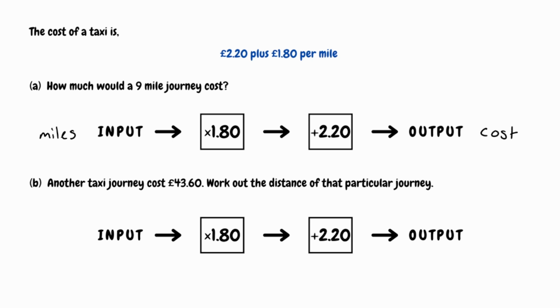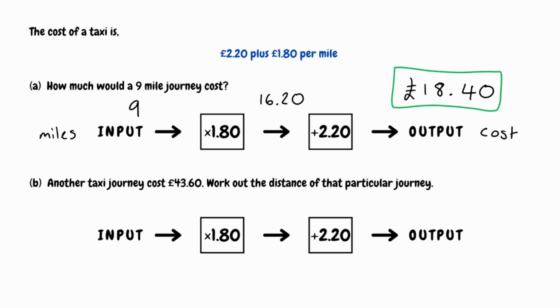So we're starting with an input of 9. We then want to multiply it by 1.80. Well, that's going to give us 16.2. But again, because I'm dealing with pounds and pence, I'm going to make sure I use 2 decimal places here. So we've got 16.20. And then all we have to do for this final step is simply add on 2.20. And that'll give us an output of 18.40. So this will be our cost. So our 9-mile journey would have cost £18.40.